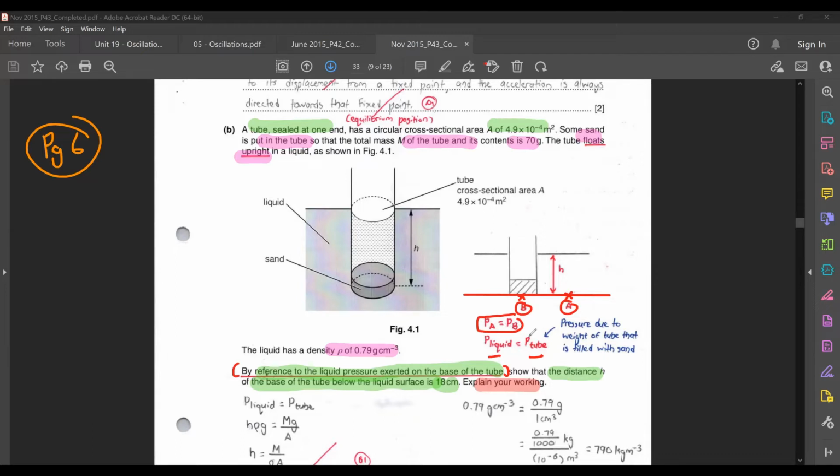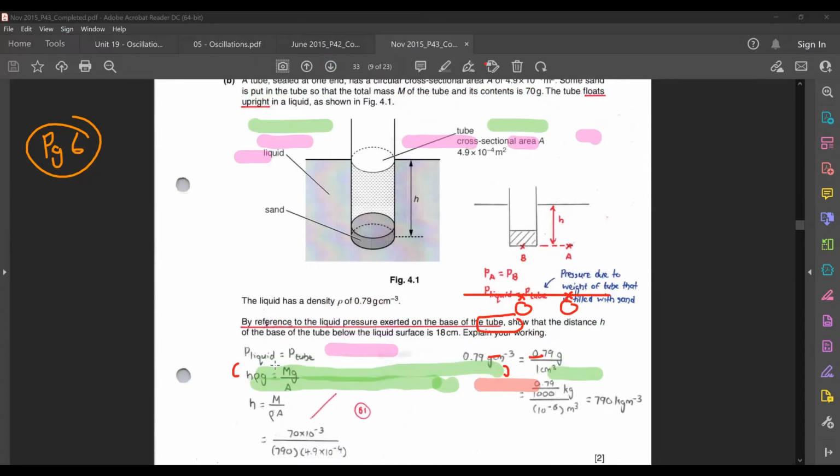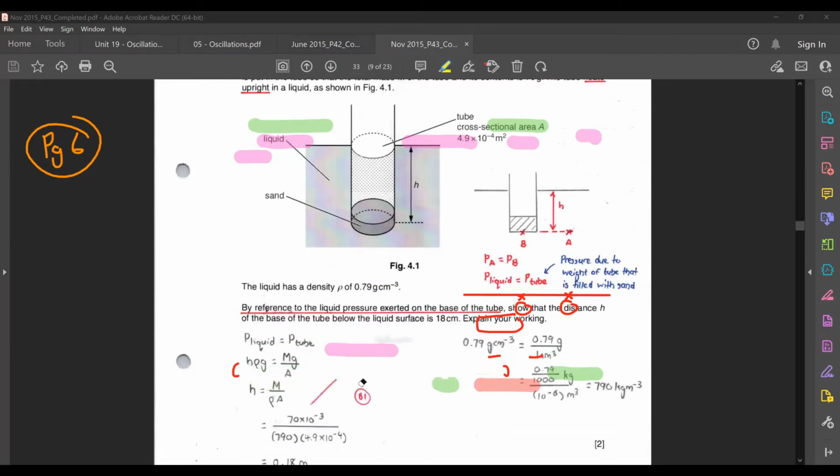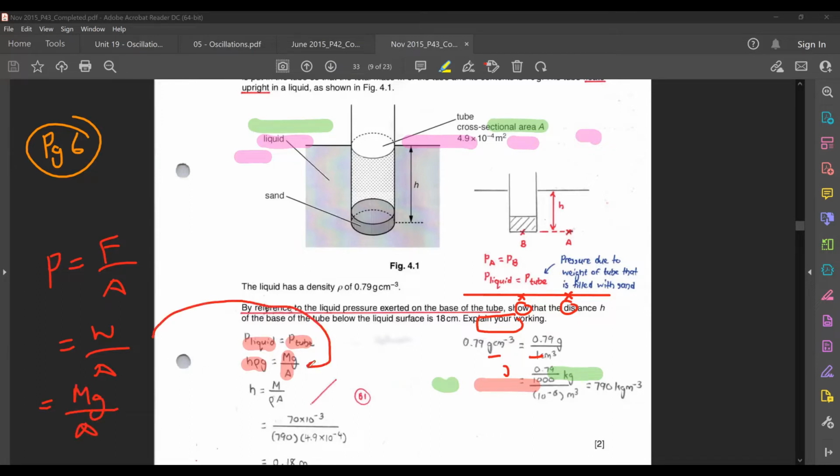Now pressure due to a liquid, I can just straight away use h rho g. Now pressure due to the tube, because it's considering the weight of the tube acting on the area of that liquid, pressure is force over area. The force here is actually the weight of the tube. So I can say pressure here due to the tube is mg over A. That's why you have this thing here.